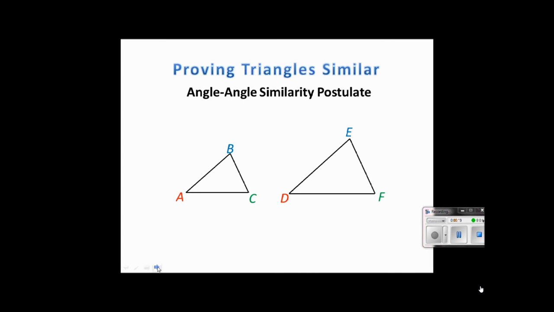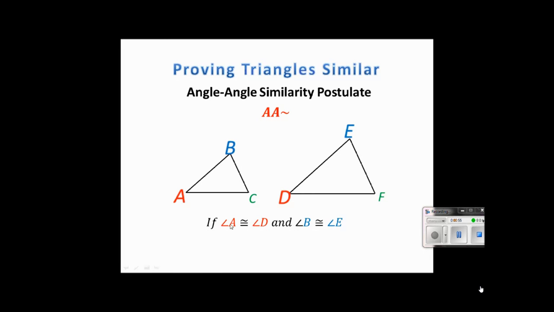So the first way, it's called the angle-angle similarity postulate. And instead of writing out all of those words, all we have to do is use these two letters, AA, and then the similar symbol. And we use this to show that the two triangles are similar. All we have to do is show that we have two sets of corresponding angles that are congruent. So if A is congruent to D and B is congruent to E, then that's enough to prove that these triangles are similar.